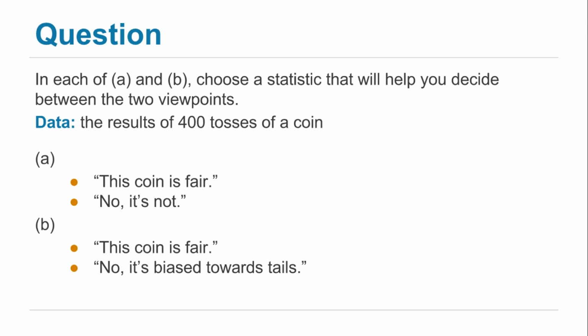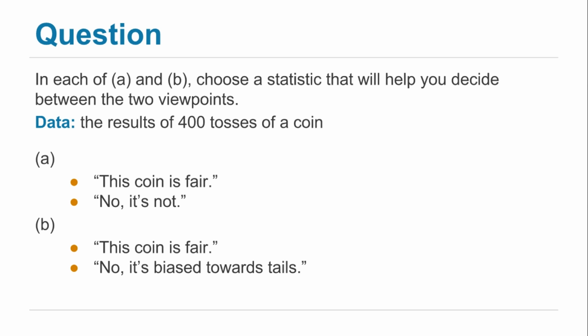You've got the results of 400 tosses of a coin. In your head, you should be imagining a sequence of heads and tails. And you're trying to decide whether the coin is fair or not in one of the problems. In the other problem, you're trying to decide whether the coin is fair or biased towards tails. In each case, what's the right statistic to use? Pause the video. Think about it.